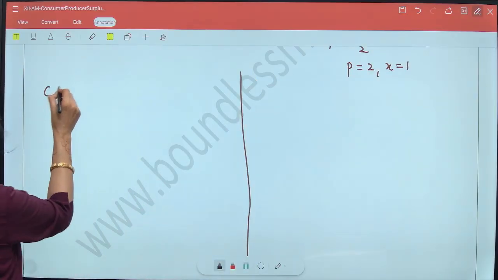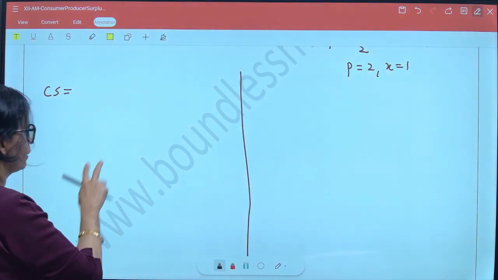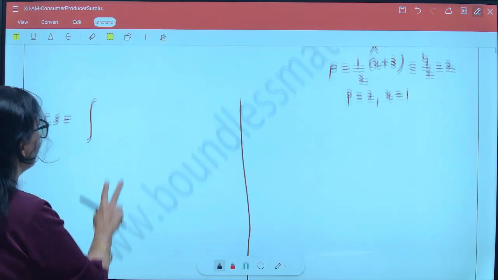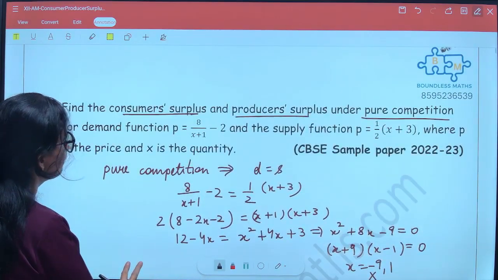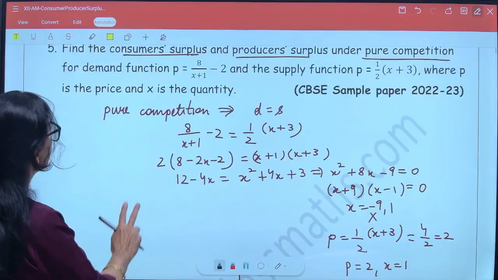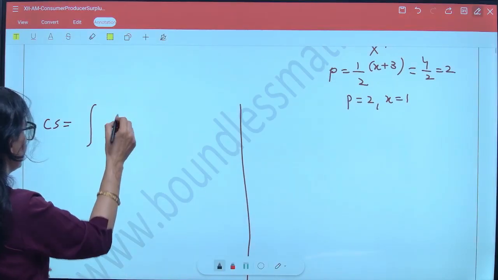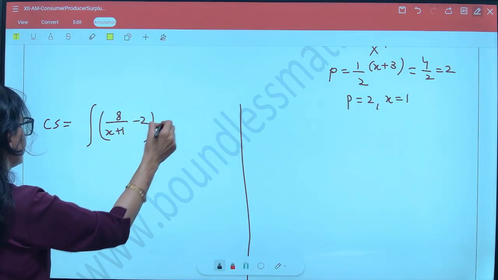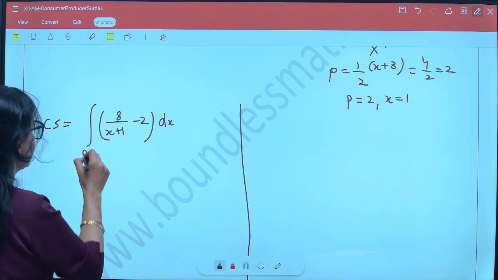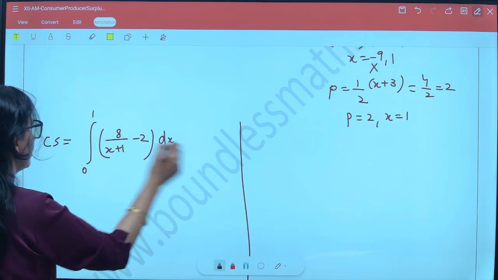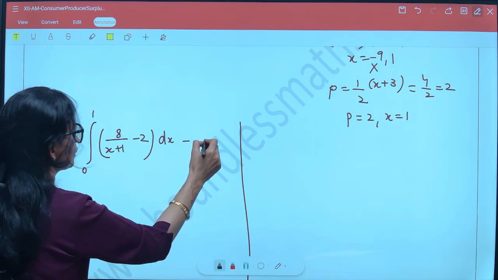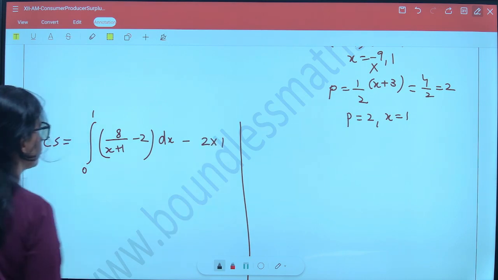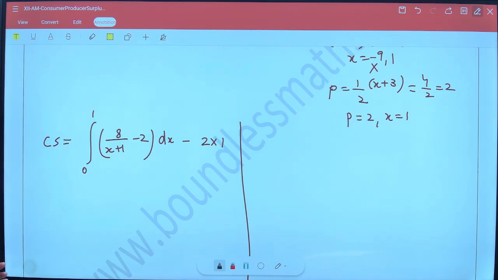So consumer surplus: write the formula, don't skip that. It is the integral of the demand function. Where is the demand function? It is 8 upon x plus 1 minus 2. So the integral of this entire function limited by 0 to x naught. X naught is 1, minus p naught into x naught. I have directly substituted the values and written it, but you have to write the complete formula, otherwise you will lose half a mark here.